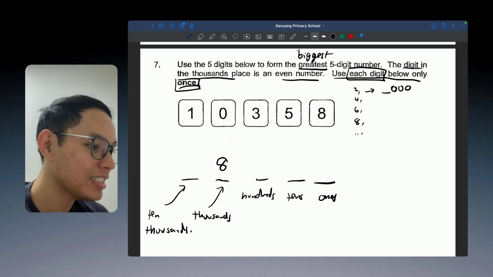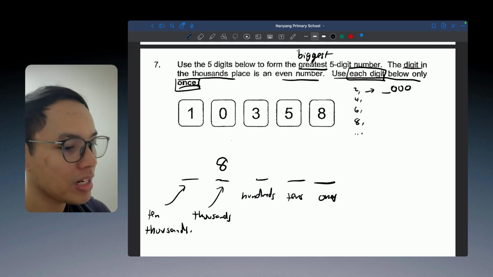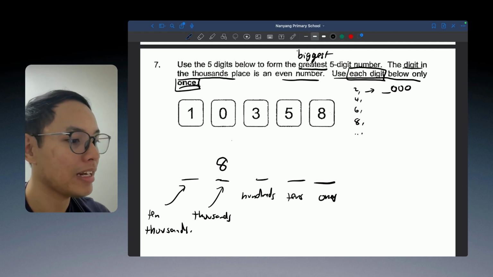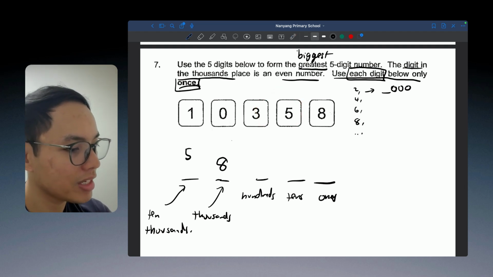Now the next thing is we want to get the biggest 5-digit number. So in the 10,000s place, what is the biggest number that we can put in? Is it 5, 3, or 1? I don't think it's 0, right? So it should be 5. Then you just work backwards. So 5. Now we don't have 8, and now we don't have 5.